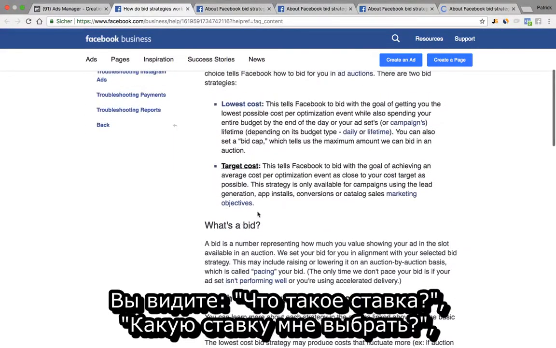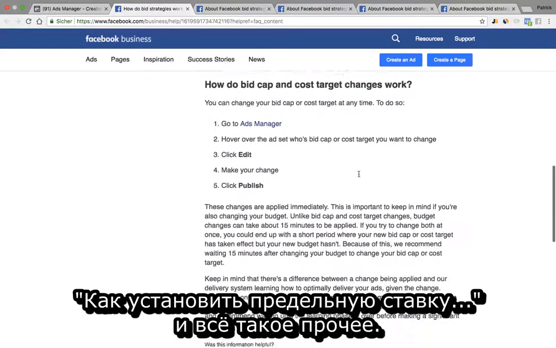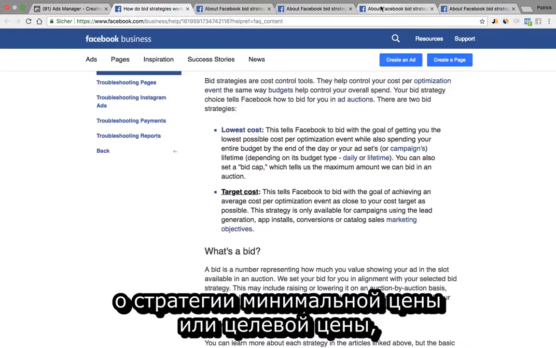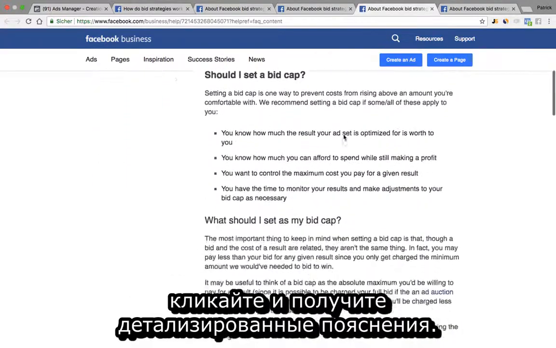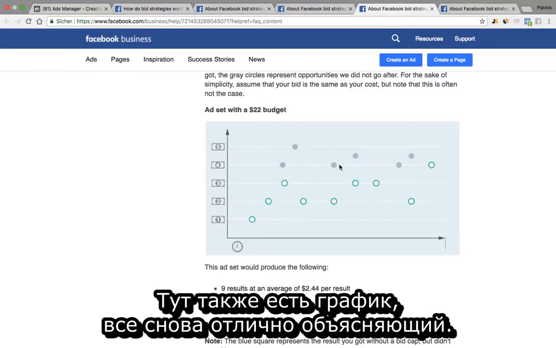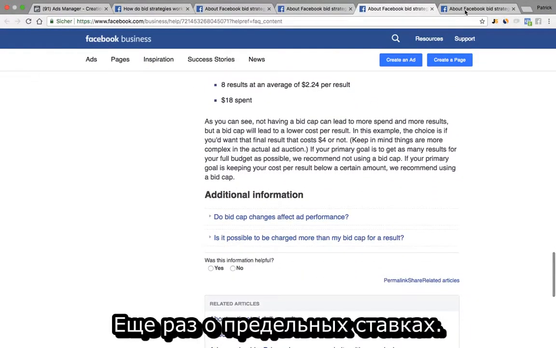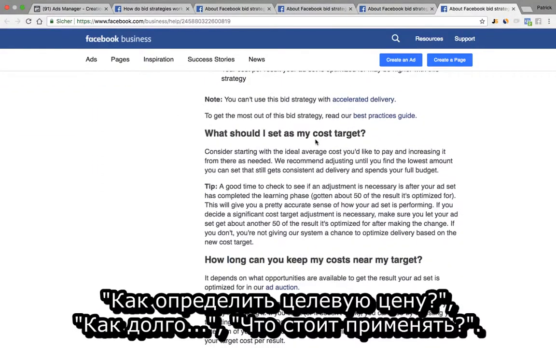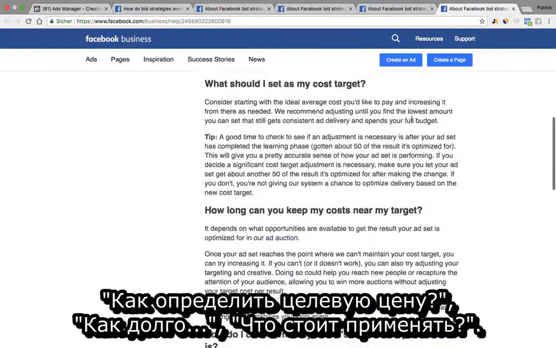So here you see once again what's a bid, which bid should I choose, and how to set a bid cap and stuff like that. And if you want to know more about lowest cost or target cost bid strategy, then just click on it, and here they explain it to you in much more detail. They also give you this little graph that explains it once again very nicely. Once again, they say what a bid cap is, and the same for the target cost bid strategy. What should I set as my cost target? How long could it be? And which should I apply?